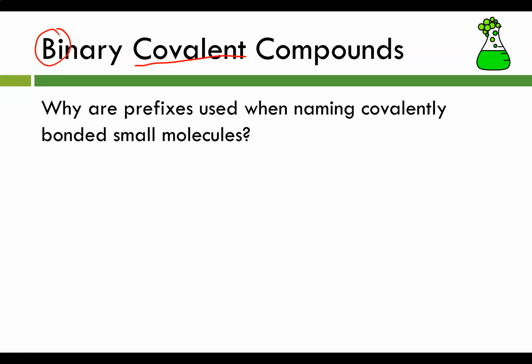If you did the reading, you probably noticed that prefixes are used, like di, tri, tetra, so on and so forth, when we name our covalently bonded molecules. We didn't need them in ions, but we definitely have to have them in covalently bonded molecules.